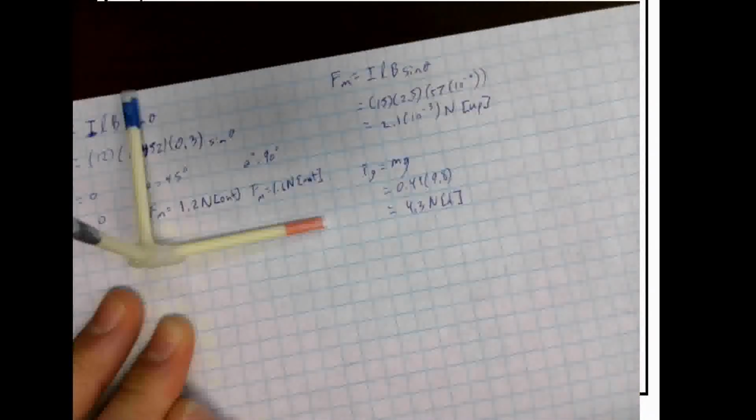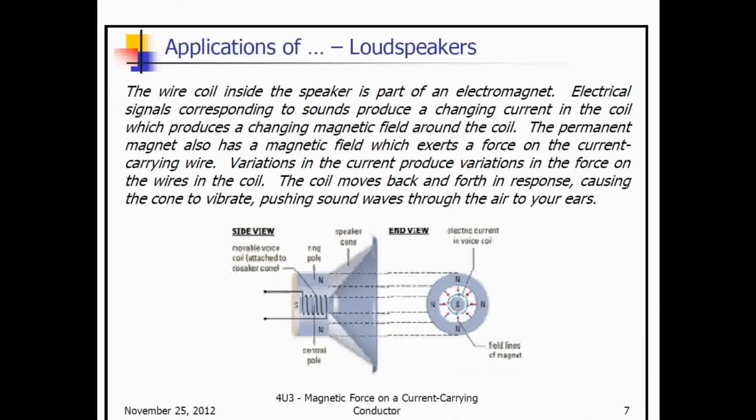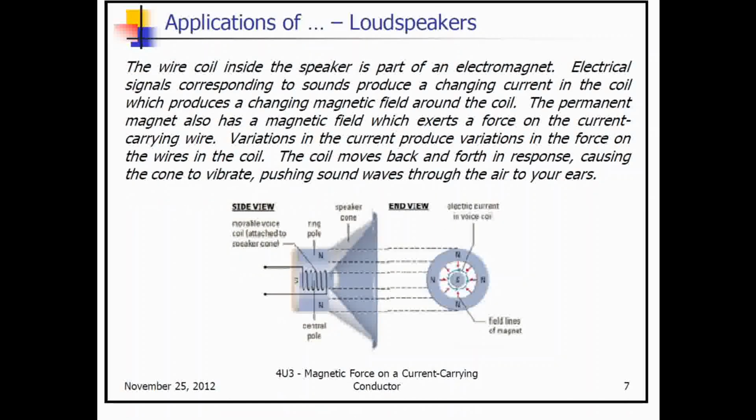So the net force is going to be very close to 4.3 newtons down. If we round for significant digits, it'll be the same. So that's why we don't notice that effect. But there is this effect of the magnetic force kind of pulling up on that current carrying conductor, that wire.